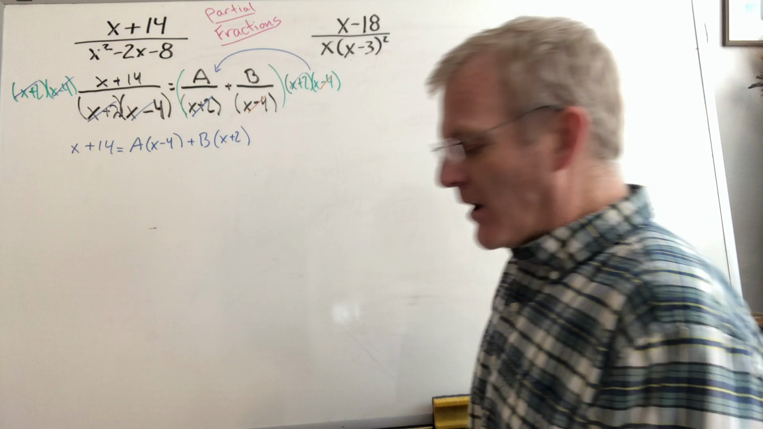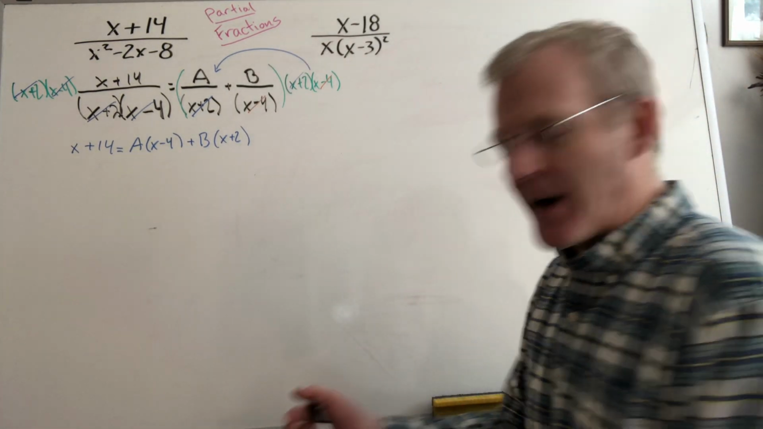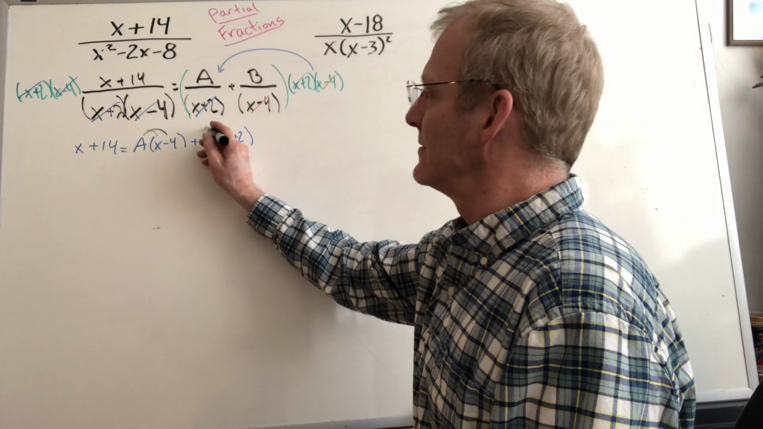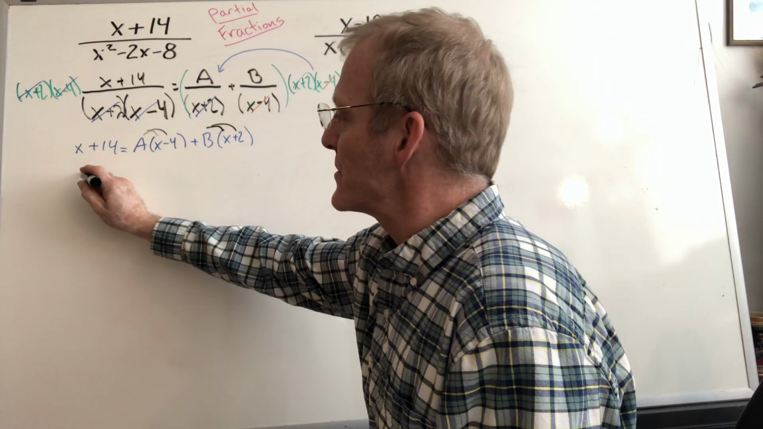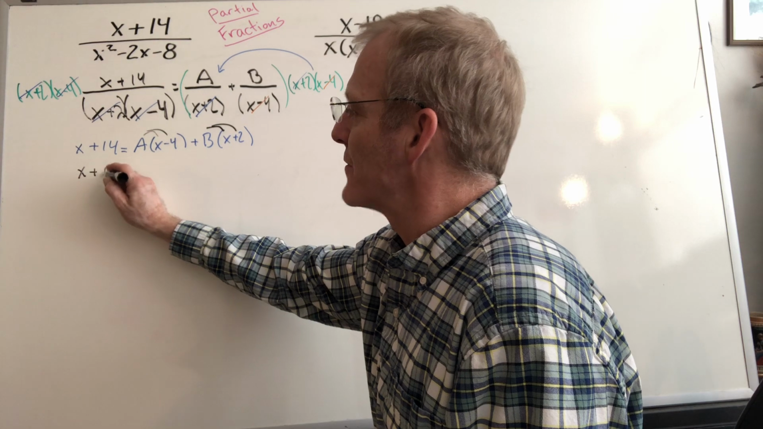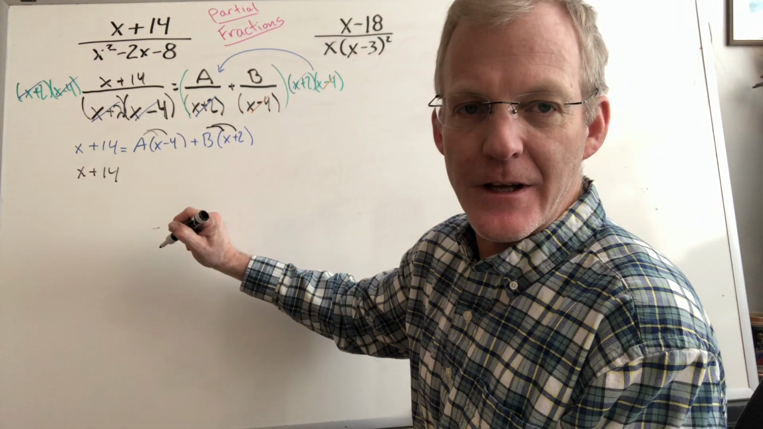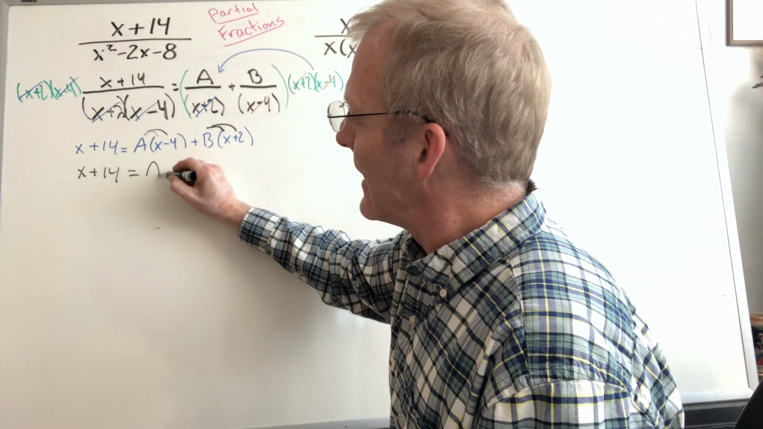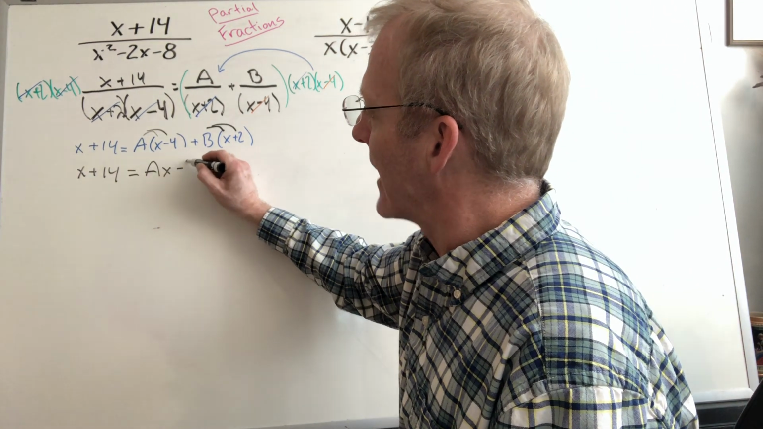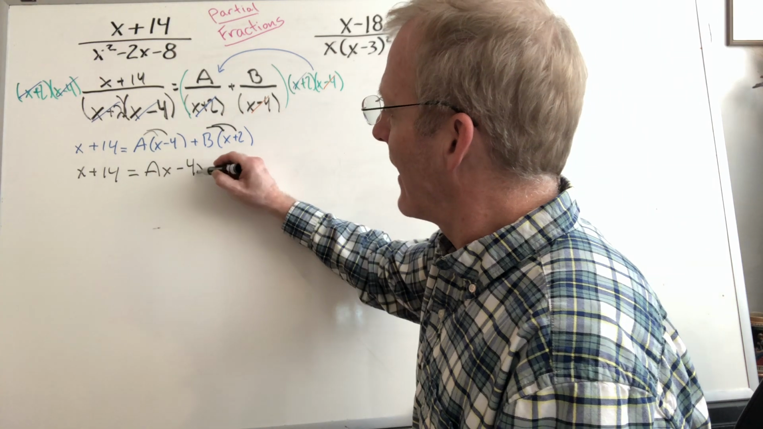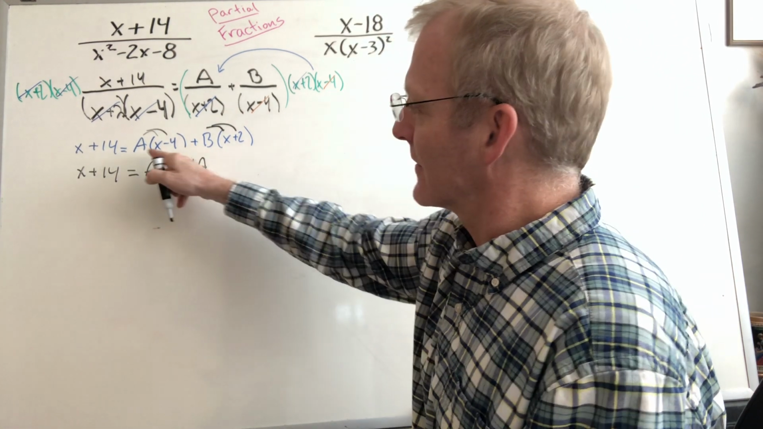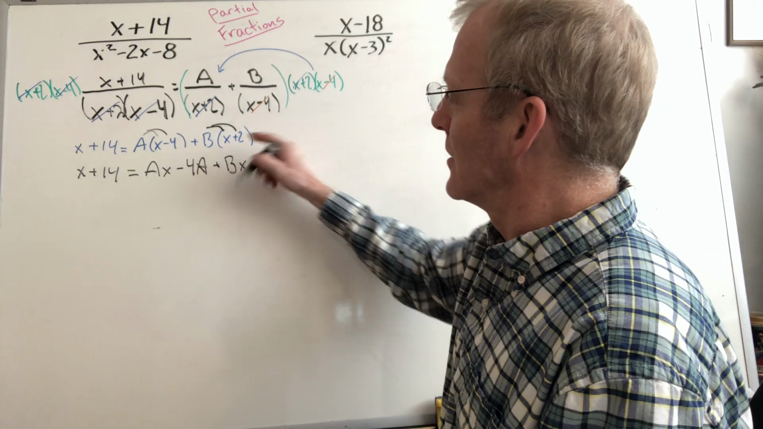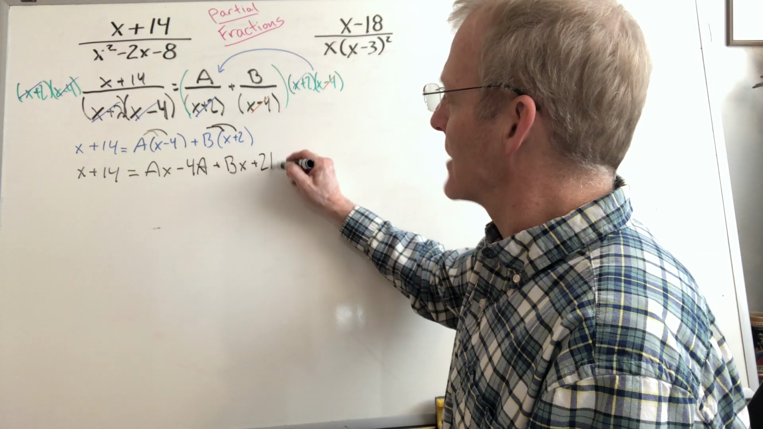Now, from this point, we're going to simplify. And what we're going to do, we're just going to do more distributing, right there and there. So we still have x plus 14. You guys can read that, right? Okay. Equals, I'll try to get a little bigger. A times x minus 4, a, right? Plus b times x plus 2 times b.